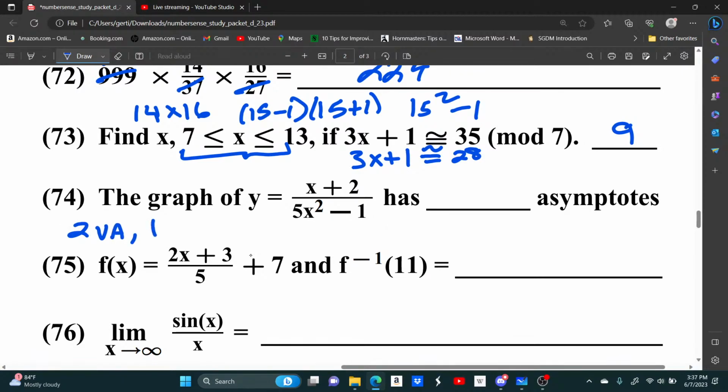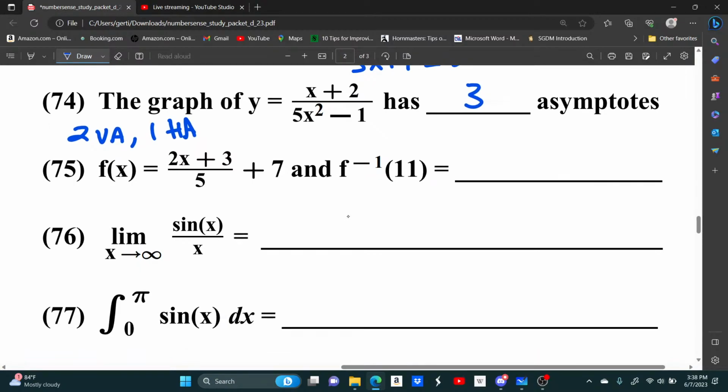We've only got 1 horizontal asymptote, because if x goes to infinity or x goes to negative infinity, either way it's going to make the bottom really, really big, which is going to make the whole fraction close to 0. And it doesn't have any slant asymptotes, because the only way you can have slant asymptotes is if the degree on top is 1 more than the degree on bottom. So we're just going to have 3.